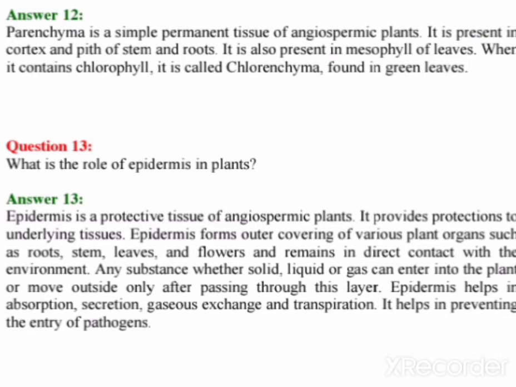Vascular bundle is complex permanent tissue. Now question number 12: Name the region in which parenchyma tissue is present. Where will it be present?